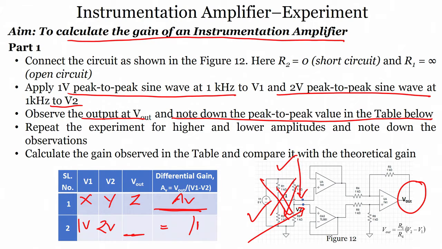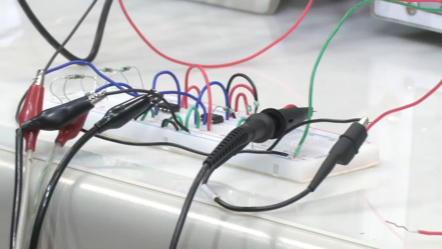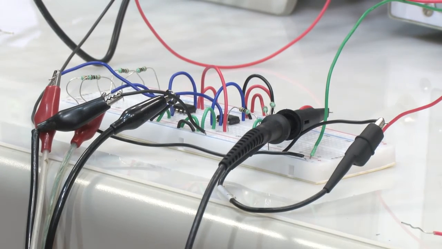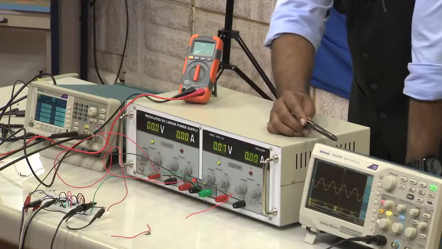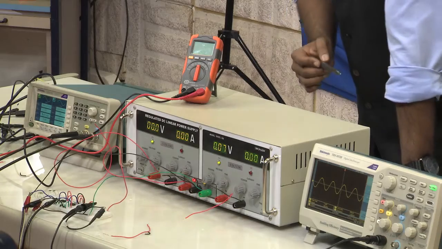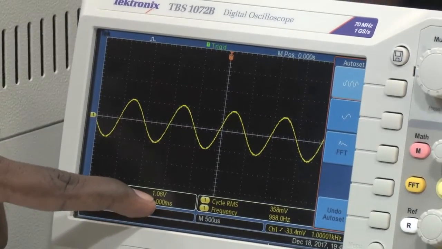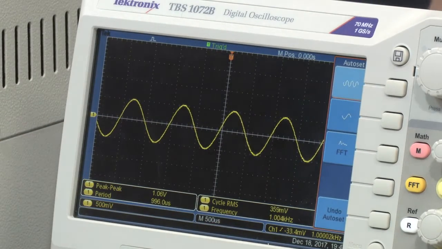So, if you see again the circuit, you will see that he has connected the output of the instrumentation amplifier to the oscilloscope. So, if you see the oscilloscope, you will see the result, and the output is 1.04 volts, output is 1.04 volts.